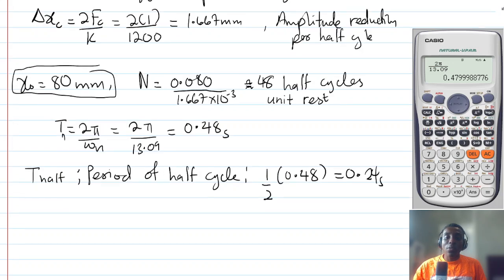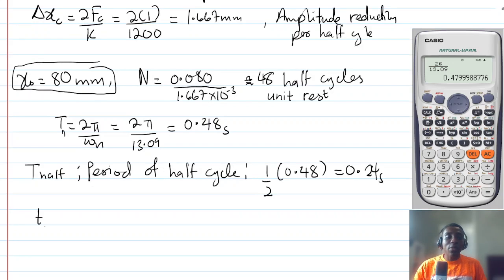So after getting this 0.24 seconds, then you now say that, okay, if the half cycle is 0.24, then for 48, what will be the time? Because we know that the 48 half cycles is the number that it will take till it comes to rest. So for 48 half cycles, T will be what? N times T half.